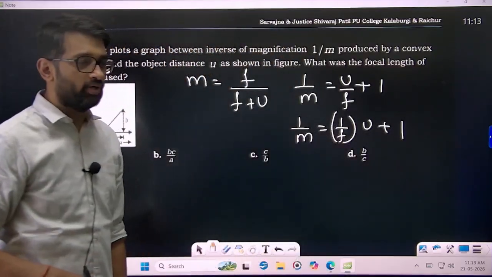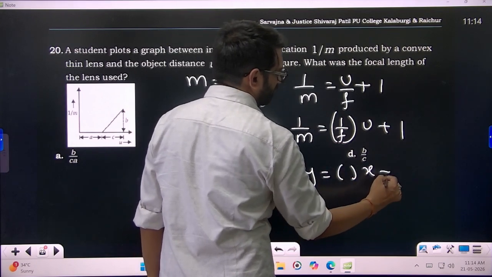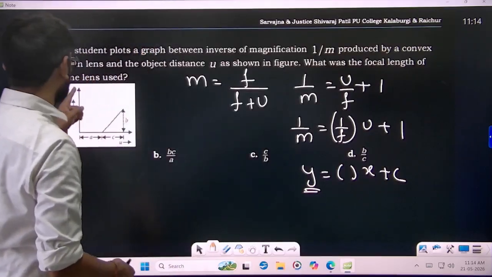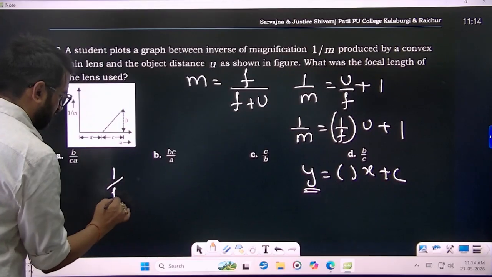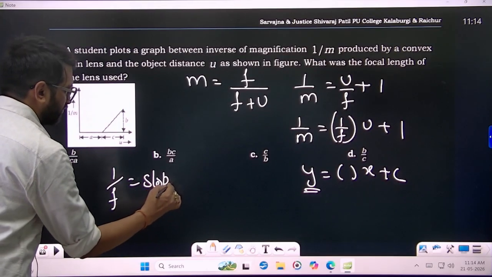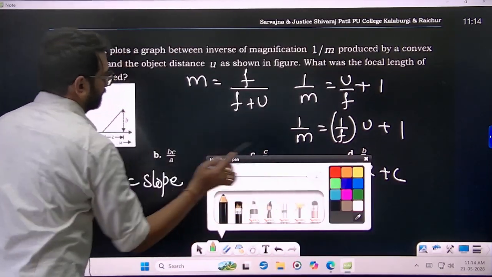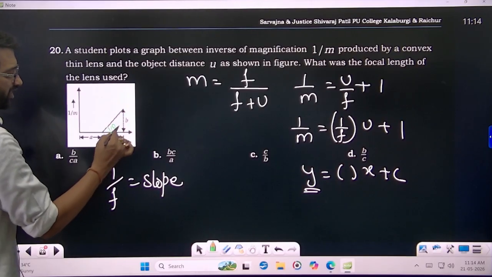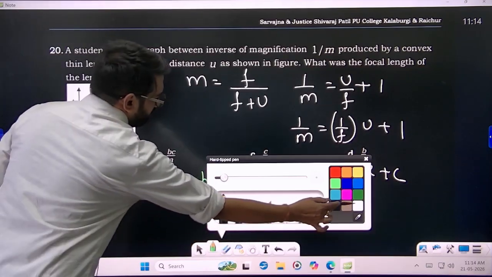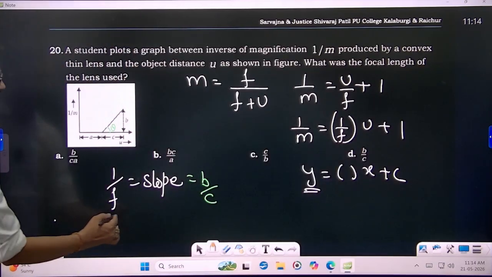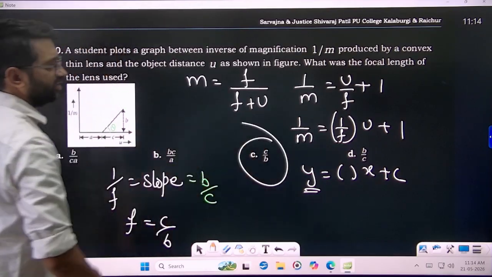This is of the form y equals mx plus c. Y is equal to slope into x plus c. Just compare: y axis is 1 by m, x axis is u. So slope is the inverse of focal length. But if you observe from this figure, slope tan theta is equal to b by c. So this is b divided by c, and hence we are asked to find the focal length. So focal length is equal to c by b. This is the answer.